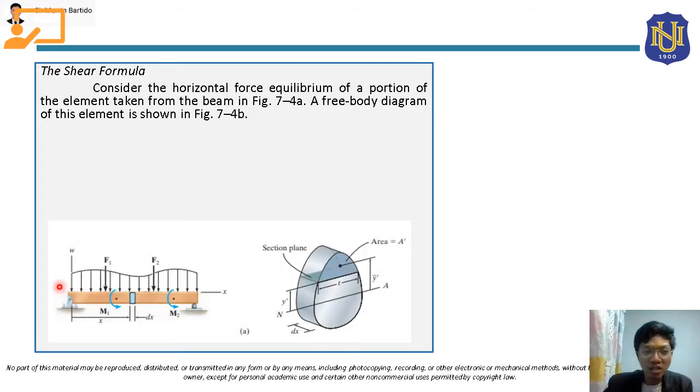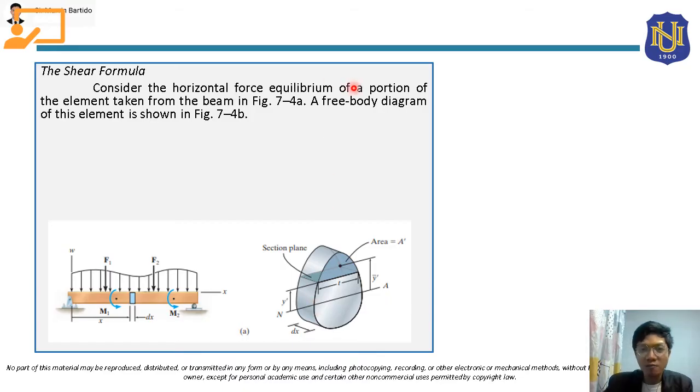Okay, so as you can see here, now we have this beam. Okay, so for this beam, class, we are going to take an element here. Okay, so for this element, class, this has a thickness dx. So this is just a very, very small element. Okay, and the perspective of that element will be this. Okay, so yung thickness niya, class, is dx. And this will be its cross-section. This will be the cross-section of the beam.